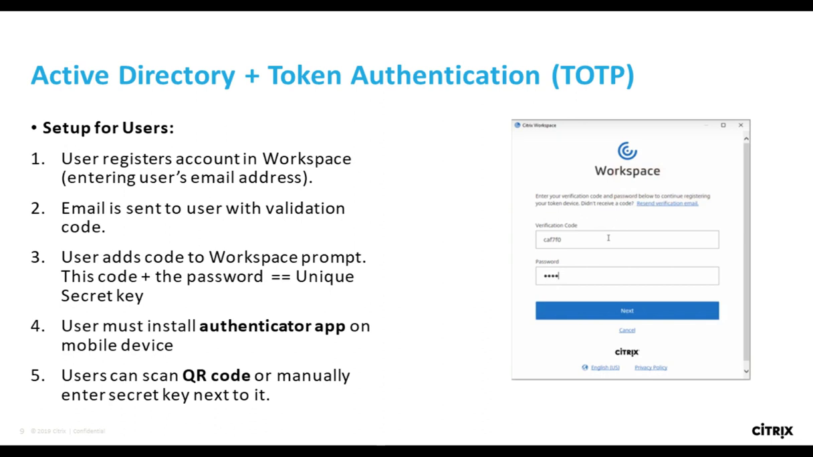Now, from a user perspective, there are a couple other steps. So users will need to register their account with token in Workspace by providing their email address. They will receive a validation code in their specified email address, which they can use, and just basically add to the Workspace prompt, as you can see over here in the screenshot. The combination of this code and the password is each user's unique secret key.